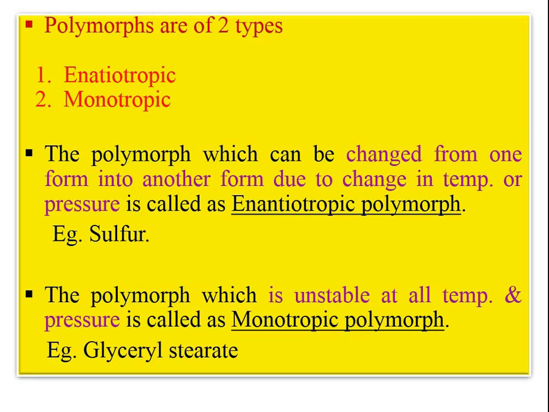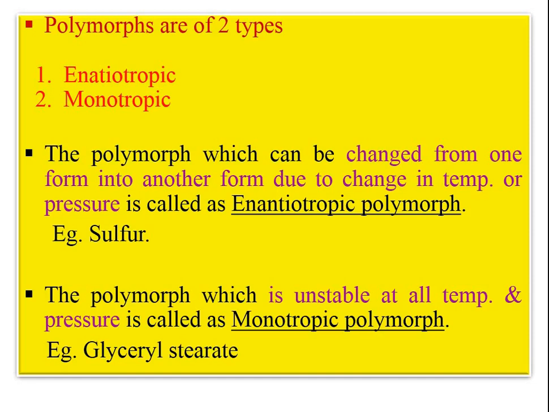The polymorph which can be changed from one form into another form due to the change in temperature or pressure is called the enantiotropic polymorph. An example is sulfur. It means the polymorphism occurs when the temperature is changed or the pressure is changed. That kind of polymorph may be called the enantiotropic polymorph.